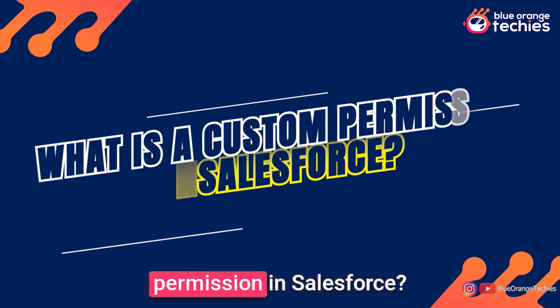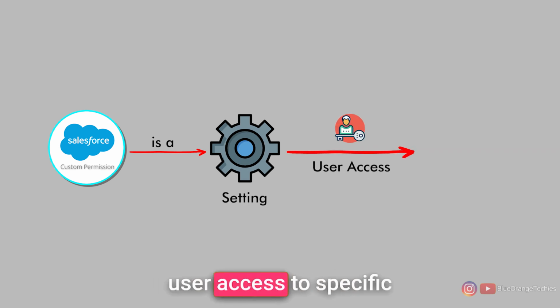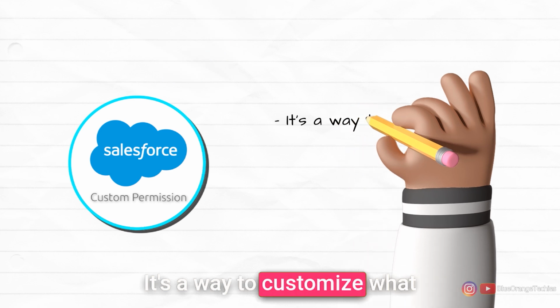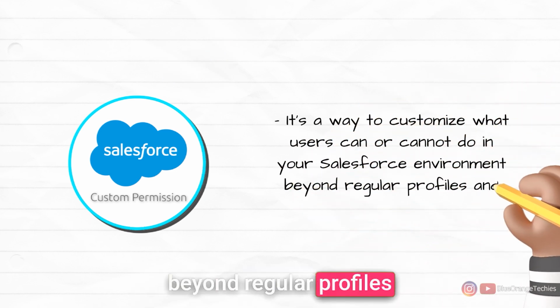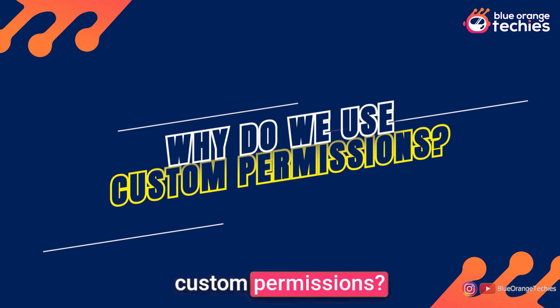What is a custom permission in Salesforce? A custom permission in Salesforce is a setting that allows you to control user access to specific features or processes. It's a way to customize what users can or cannot do in your Salesforce environment beyond regular profiles and permission sets.